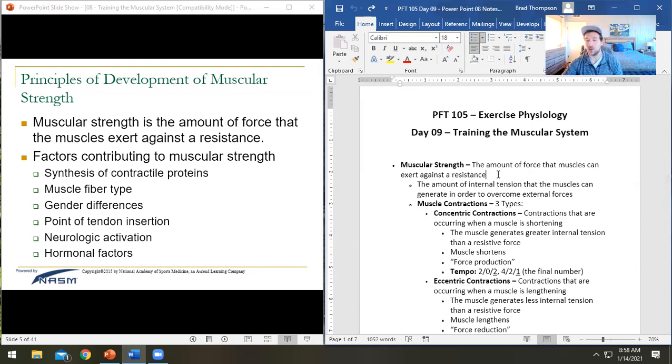We look at how we're measuring things. We're looking at resistive force versus internal tension. That's what your muscles do, right? They generate internal tension with all those proteins that we've been talking about.